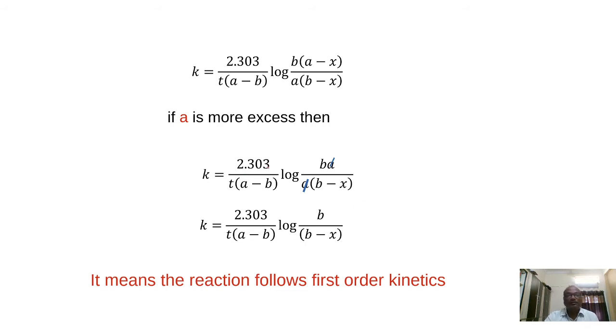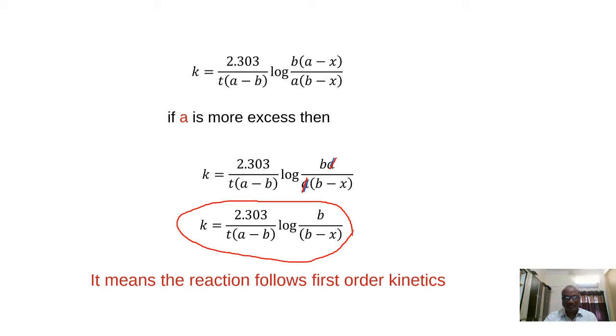That is, K is equal to 2.303 by T into A minus B log BA by A into B minus X. Here A and A will get cancelled. Finally, we get K is equal to 2.303 by T into A minus B log B divided by B minus X. It is identical with which equation? K is equal to 2.303 by T log A by A minus X.